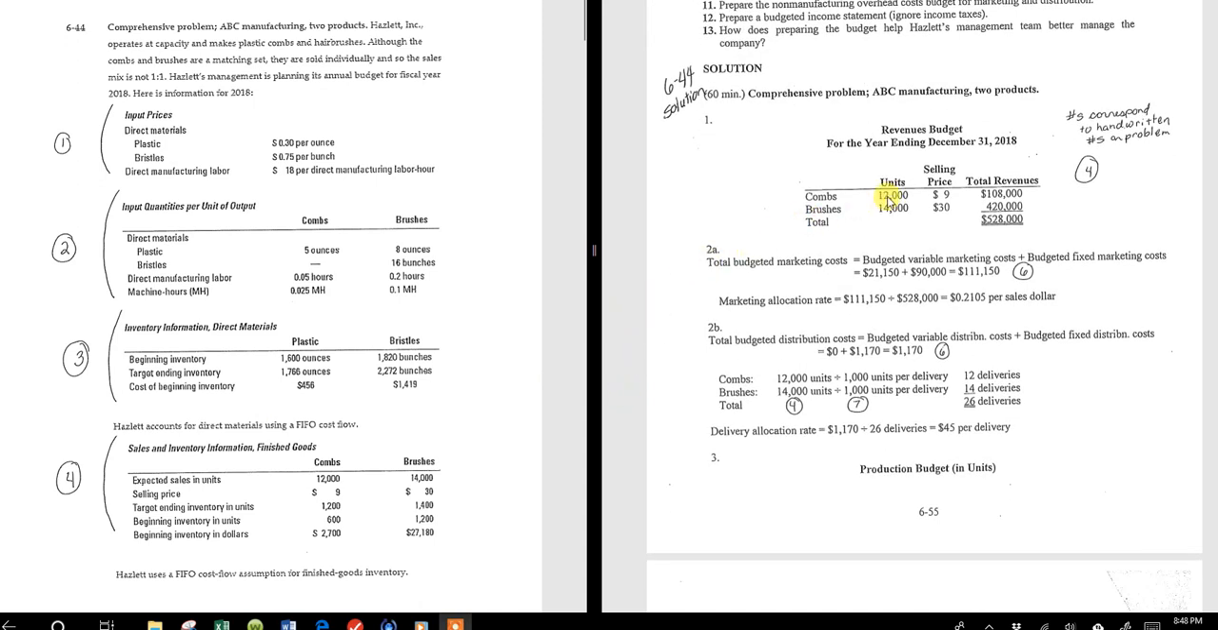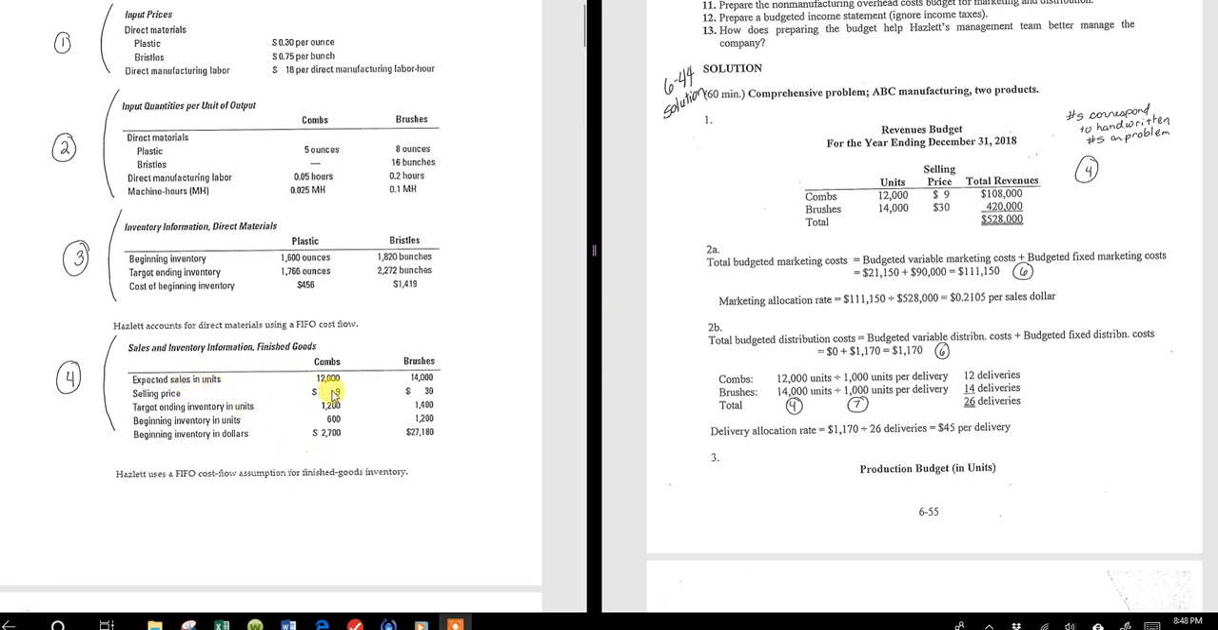So I'm looking for units sold and selling price, and I find it in number 4. I have units sold 14, 12, and 14, and my selling price is 9 and 30. So total revenues are 108,000 in combs, 420,000 in brushes, 528,000. I'm done. That's all there is to the sales budget.